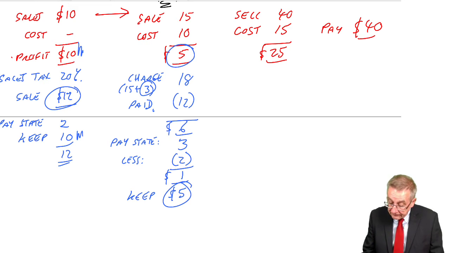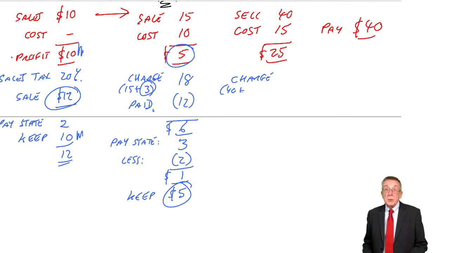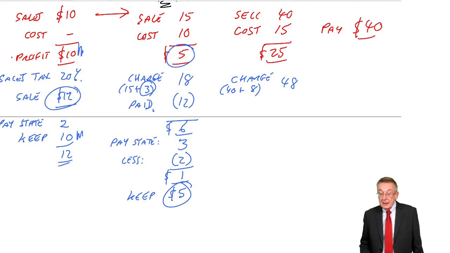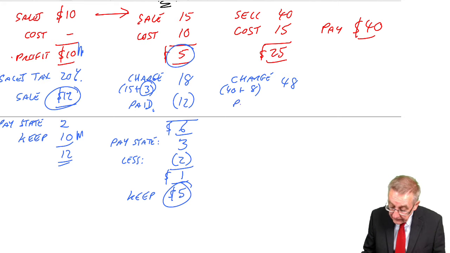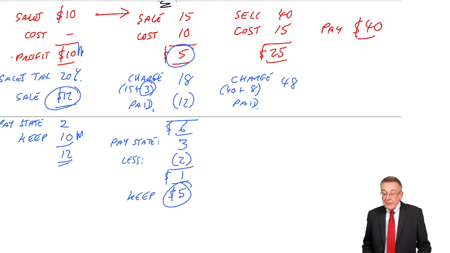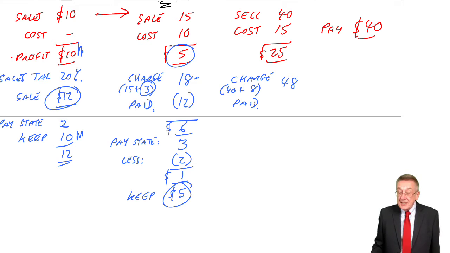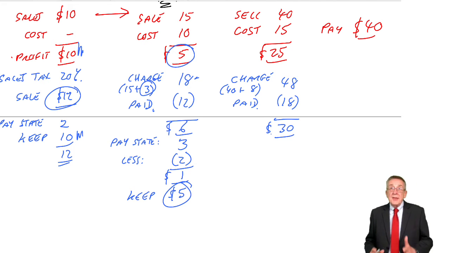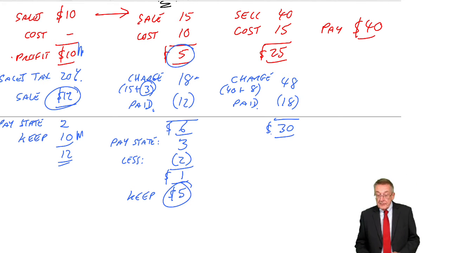What about the shop? Well, they were going to charge you 40, but they've got to add on tax at 20%. 20% of 40 is 8, so they'll charge 48. How much have they had to pay to the knitter? Well, the knitter sent them a bill for 18. And so they end up with a net 30 in cash.